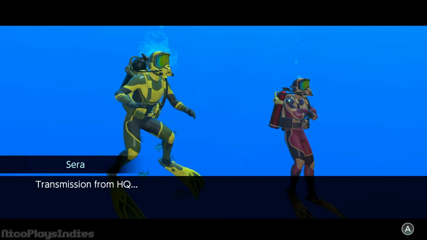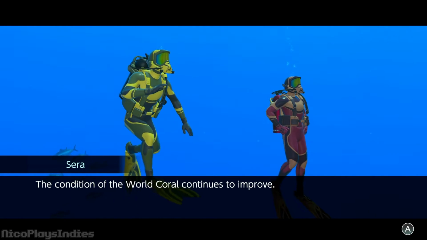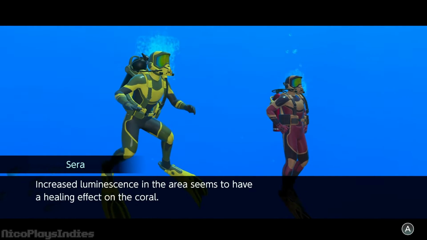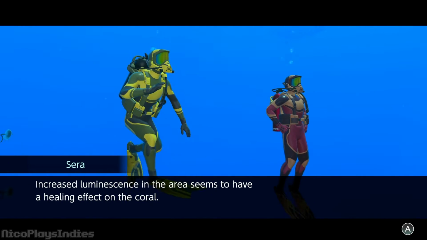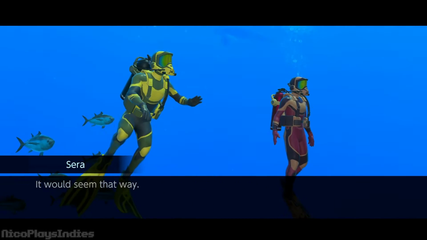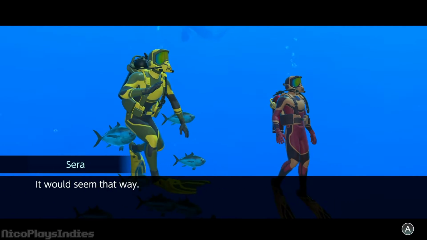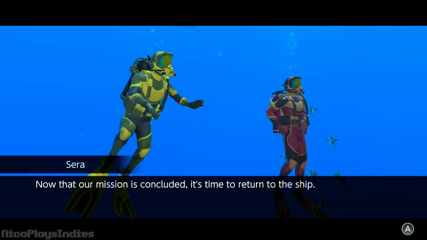Transmission from HQ. The condition of the world coral continues to improve. Increased luminescence in the area seems to have a healing effect on the coral. It would seem that way. Now that our mission is concluded, it's time to return to the ship.